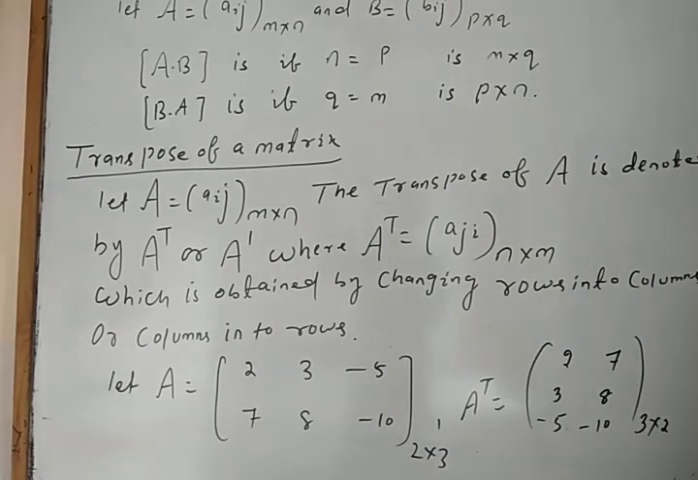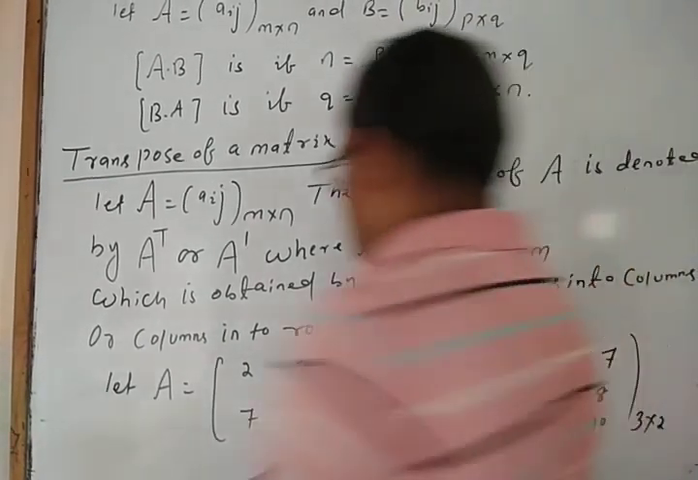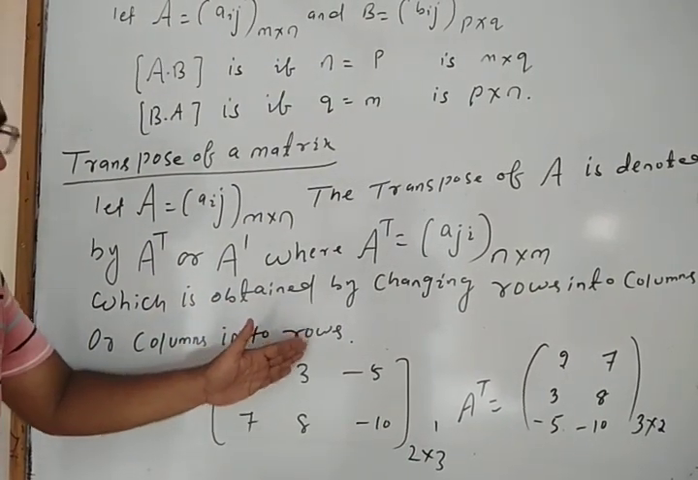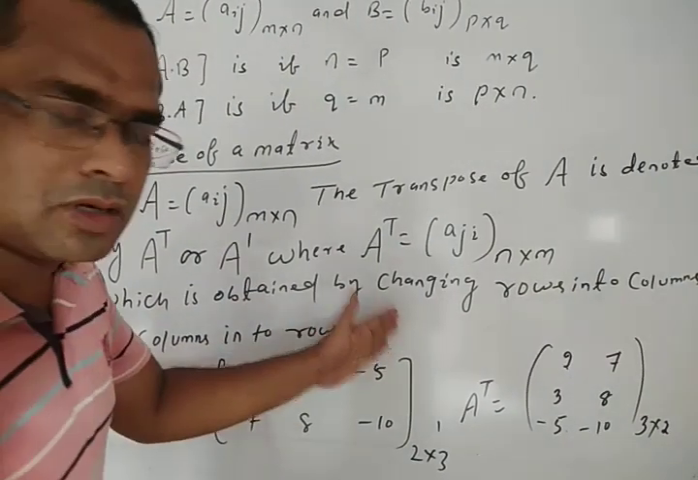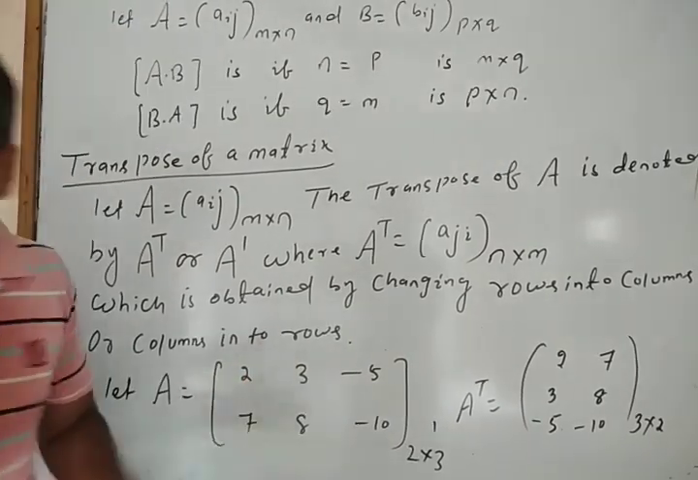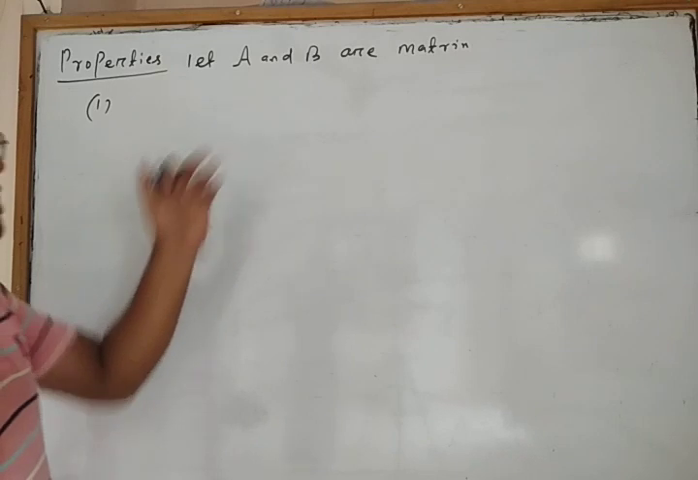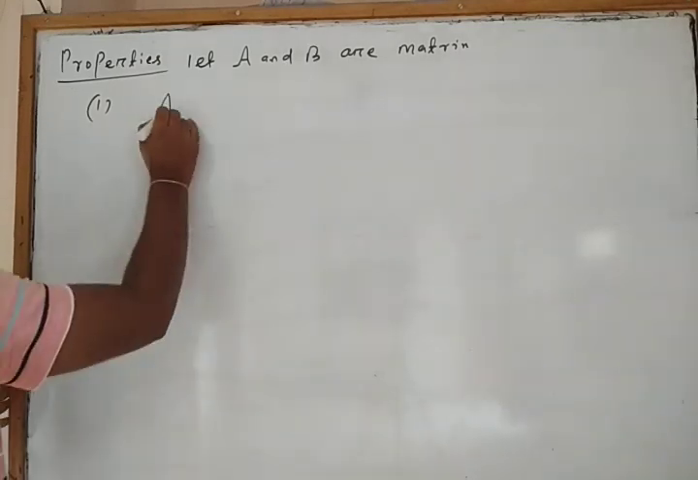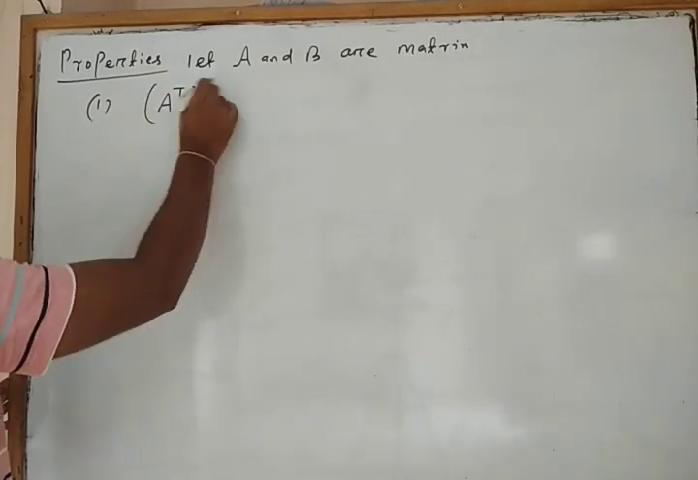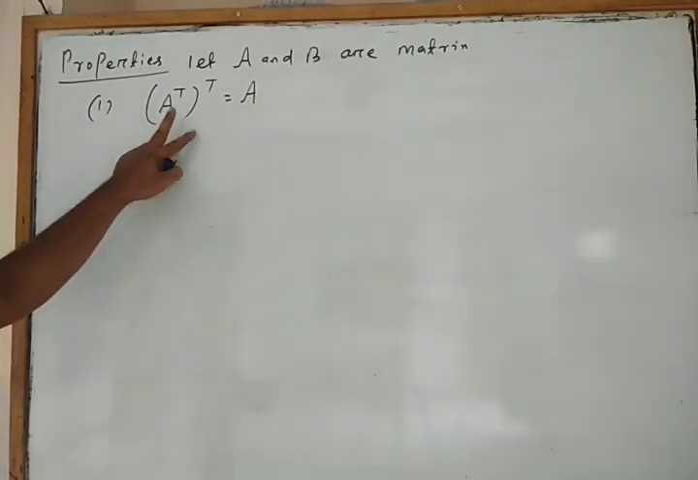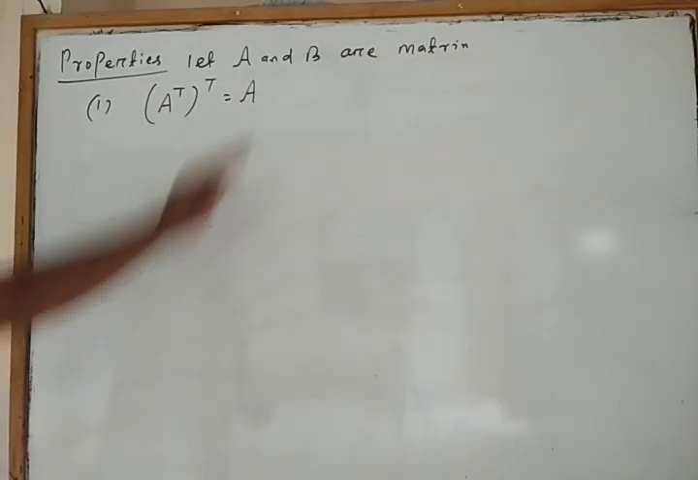After transpose the order of the matrix should be changed. Next, what are the properties of the transpose of the matrix? Let A and B be matrices. Number 1, transpose of transpose equals A. The transpose of the transpose of a matrix is the matrix itself.